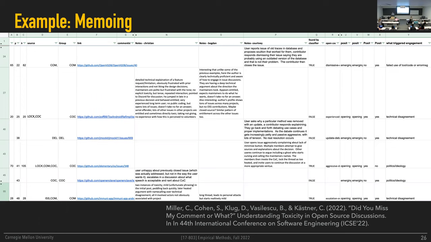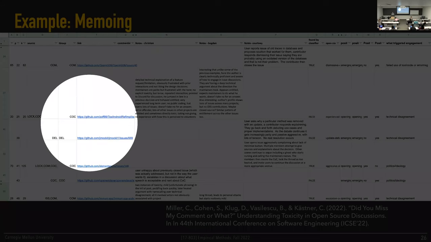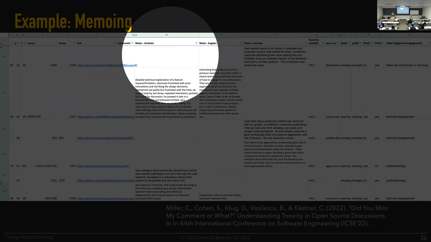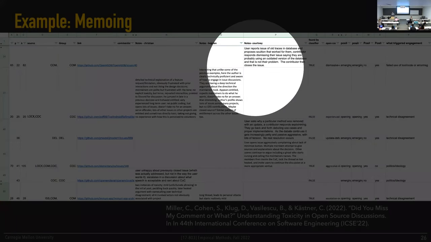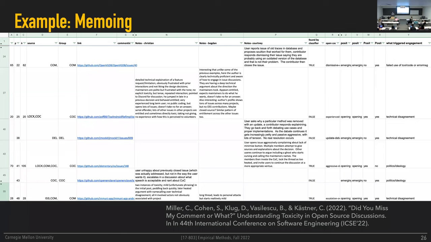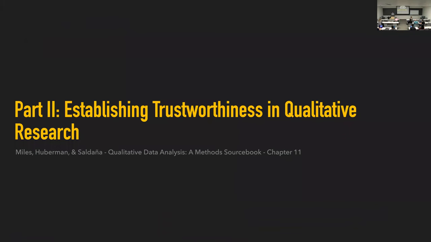I don't expect you to read this in detail, but what I'm trying to show is that for every case in our analysis, we had different memo columns in the shared spreadsheet where each of us on the research team independently wrote down notes that we derived after reading and thinking about those instances. We didn't all do all of them. Sometimes we did, sometimes we didn't. But it was a way for us to write down observations along the way of analyzing and interpreting the data. Okay.